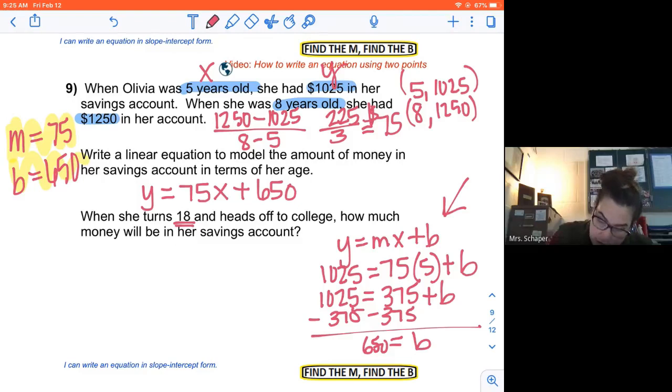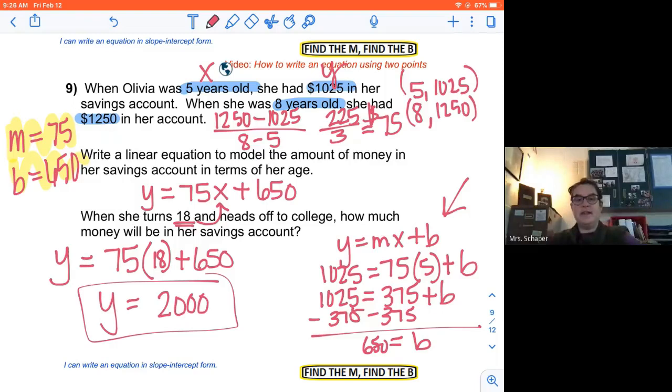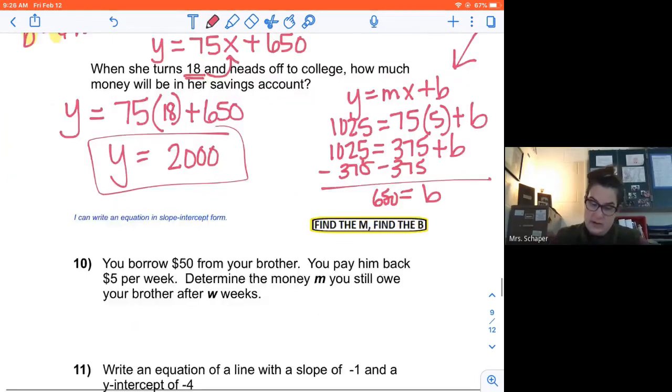Now the question is, when Olivia turns 18, how much money will be in her savings account? So we're going to put 18 in for x. So the amount of money she has is 75 times 18 plus 650. So 75 times 18 plus 650, Olivia will have $2,000 when she heads off to school. Good times. Let's take a look at another one.